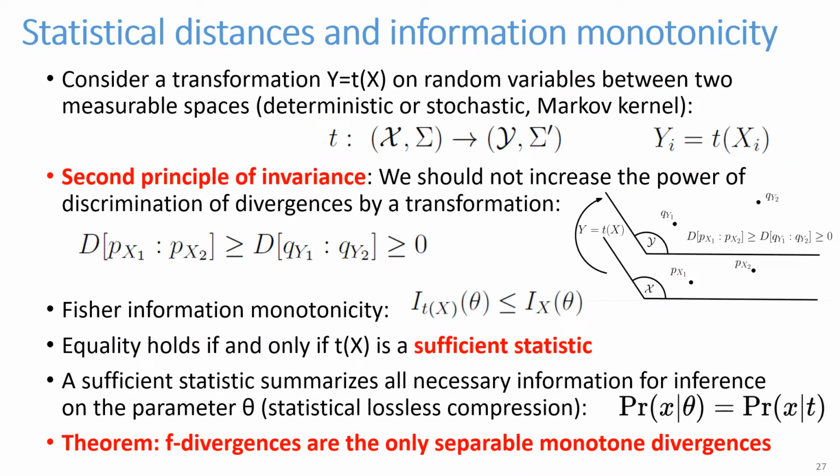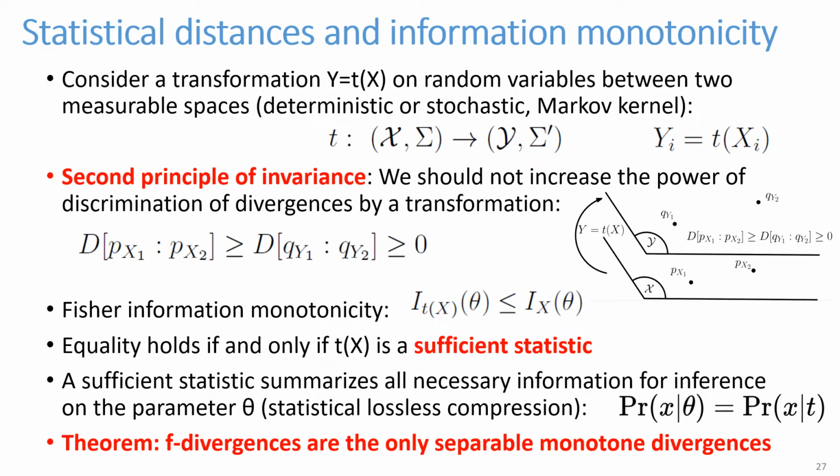An important concept of information geometry is information monotonicity. Consider a transformation y equals T of x between two measurable spaces. The second principle of invariance of information geometry states that neither the Fisher information nor the statistical divergences D should increase by transforming the random variable X to the random variable Y. Moreover, equality only holds if the transformation T is a sufficient statistic.